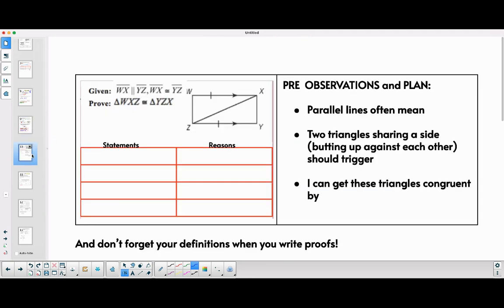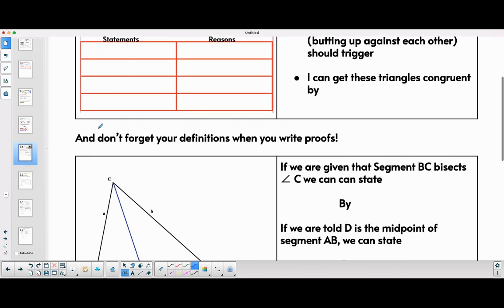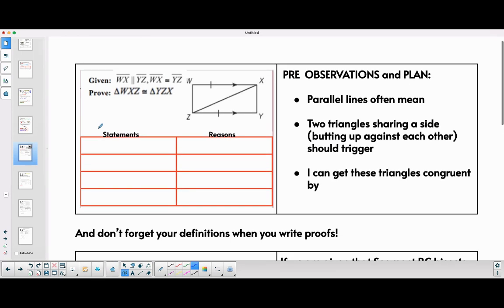All right, let's move on to what's last here. So when we're looking at this proof, some pre-observations and a plan for this proof. Parallel lines often mean alternate interior angle theorem. And in the given, they give us some parallel lines. Two triangles sharing a side should trigger reflexive. And I have that in this picture. So I'm going to have a step where I mark that red side congruent to itself.